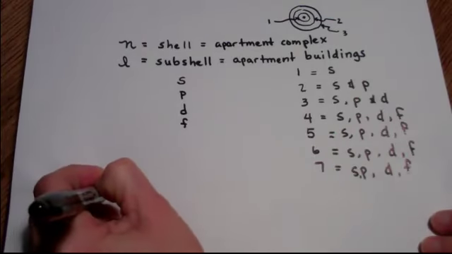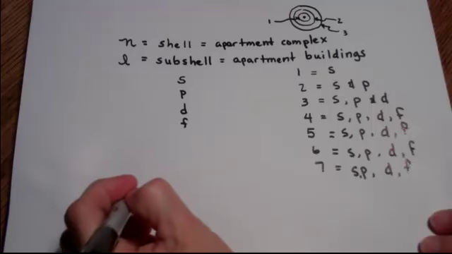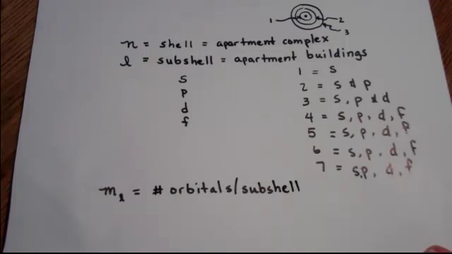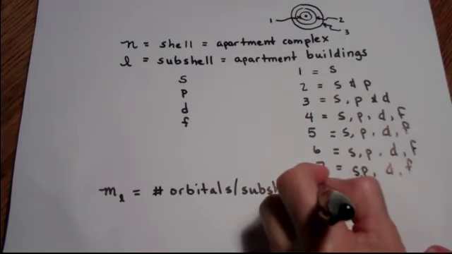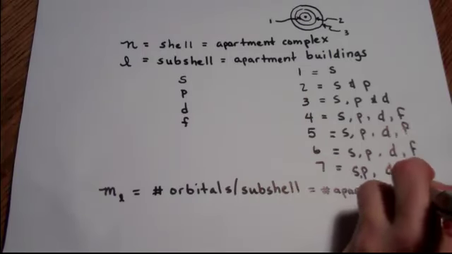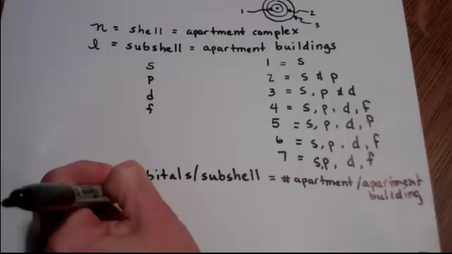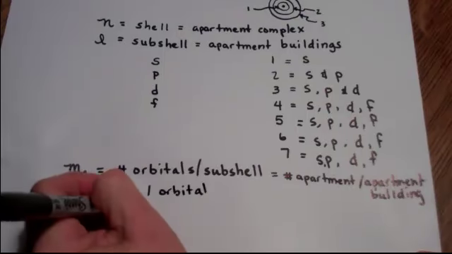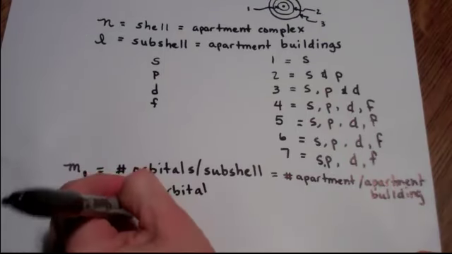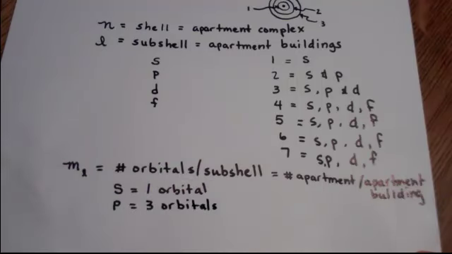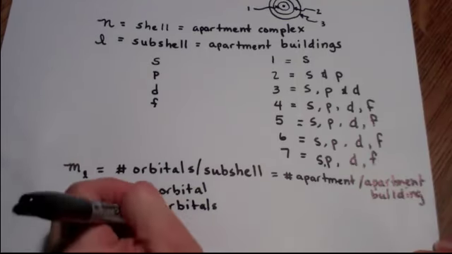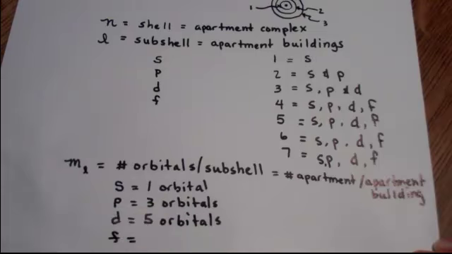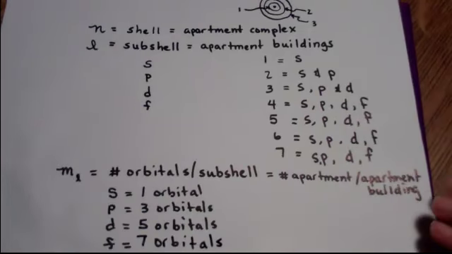Okay, so the next level is the m sub l number, and this is going to represent the number of orbitals per subshell, or per apartment building. So this is equivalent to the number of apartments in the apartment building. So the s apartment building, or the s subshell, is the smallest. It only contains 1 orbital. The p subshell contains 3 orbitals, or 3 apartments. The d subshell contains 5 orbitals, or 5 apartments. And the f subshell contains 7 orbitals, or 7 apartments.